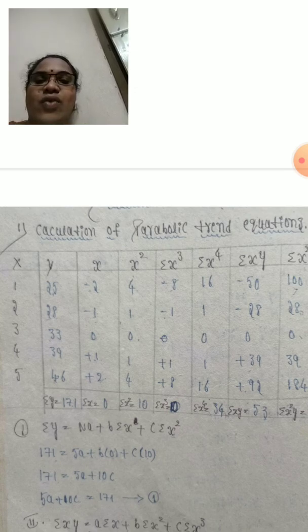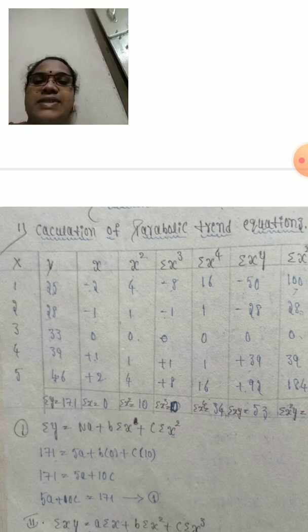Now x power 4. X power 4 means x into x into x into x. Here 2 twos are 4, 4 twos are 8, 8 twos are 16. 1 one is 1, and 1 one is 1. 0 into 0 is 0. 1 one is 1, 1 one is 1. 2 twos are 4, 4 twos are 8, 8 twos are 16. The total of sigma x power 4 is 34.